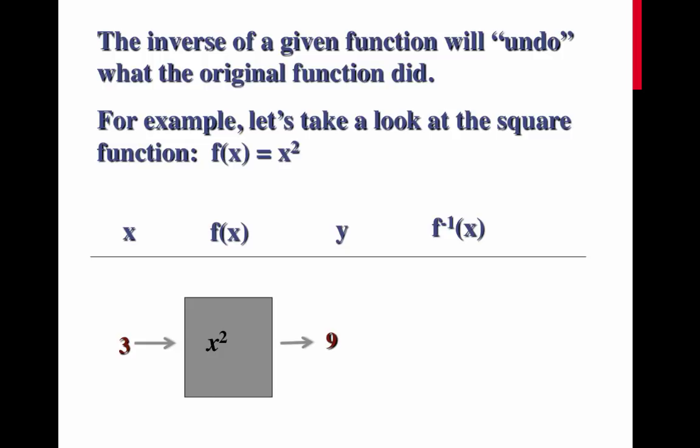The inverse would be the opposite of that. Well, how do we undo an x squared function? We take the square root. So we would take the 9, the answer we get, plug it into the inverse, and what we get back is the original answer. These two things undo each other, so we get the same original numbers.